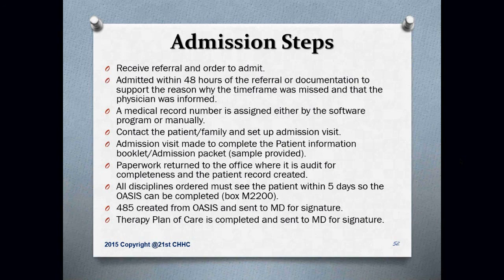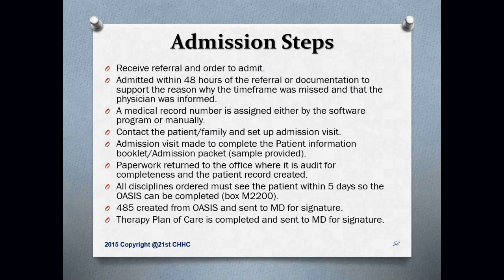You're going to contact the patient and family and set up admission, and at that time you need to make sure that the patient is able to sign consents and is competent. If not, then you need to make sure that either the power of attorney or the healthcare surrogate is there to sign the consents and be involved in the care plan.